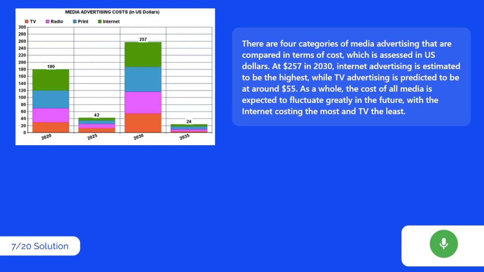There are four categories of media advertising that are compared in terms of cost, which is assessed in US dollars. At $257 in 2030, internet advertising is estimated to be the highest, while TV advertising is predicted to be at around $55. As a whole, the cost of all media is expected to fluctuate greatly in the future, with the internet costing the most and TV the least.